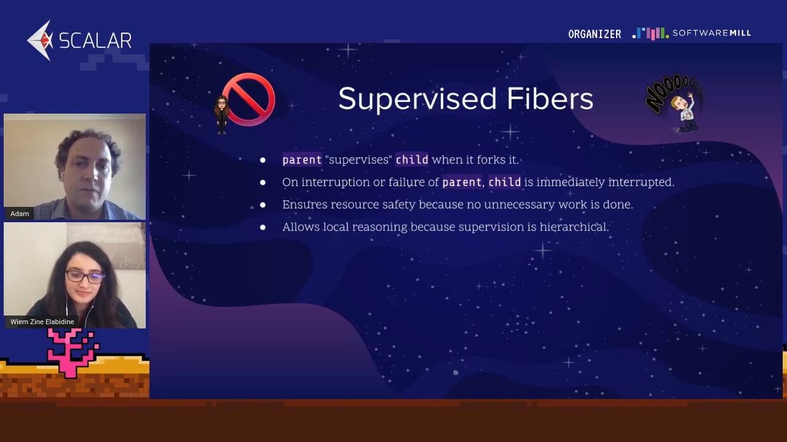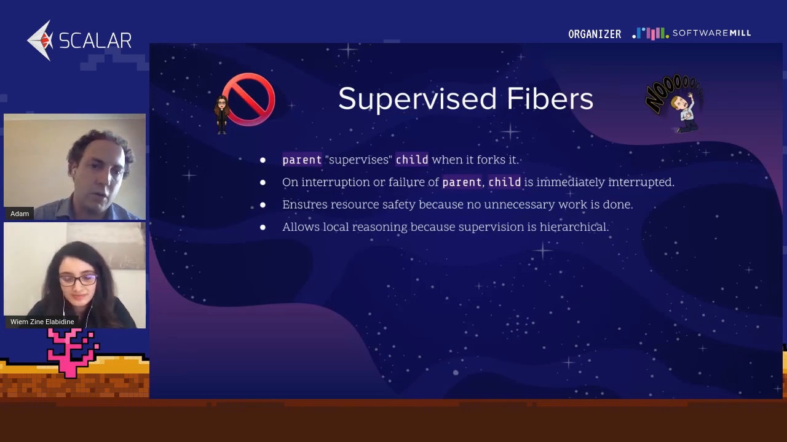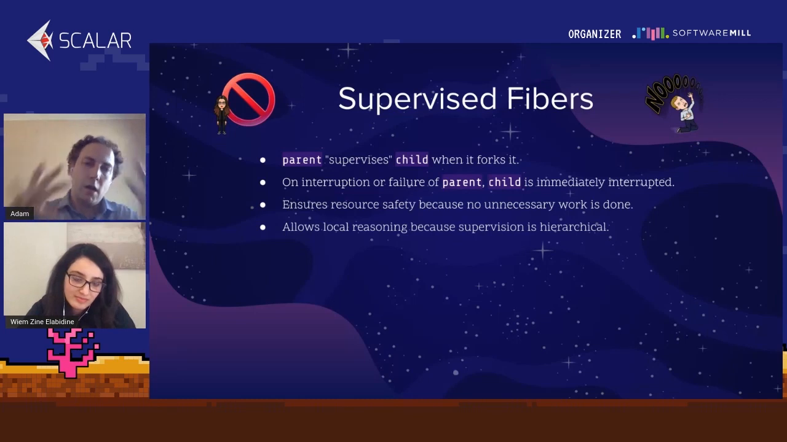And so this idea of supervision lets us recover some of that local reasoning that we lost before. And because supervision is hierarchical, where if I'm supervising a fiber and I interrupt them, and then they're supervising the other fiber, then on the interruption, they'll interrupt that child, I get this property that if I fork off some computation, that computation may fork off 1,000 different fibers, 10 layers deep. But if I interrupt that, all of those are going to get interrupted in a very logical, ordered fashion. So it lets us recover some of that ability to reason locally about our program, as well as that resource safety.